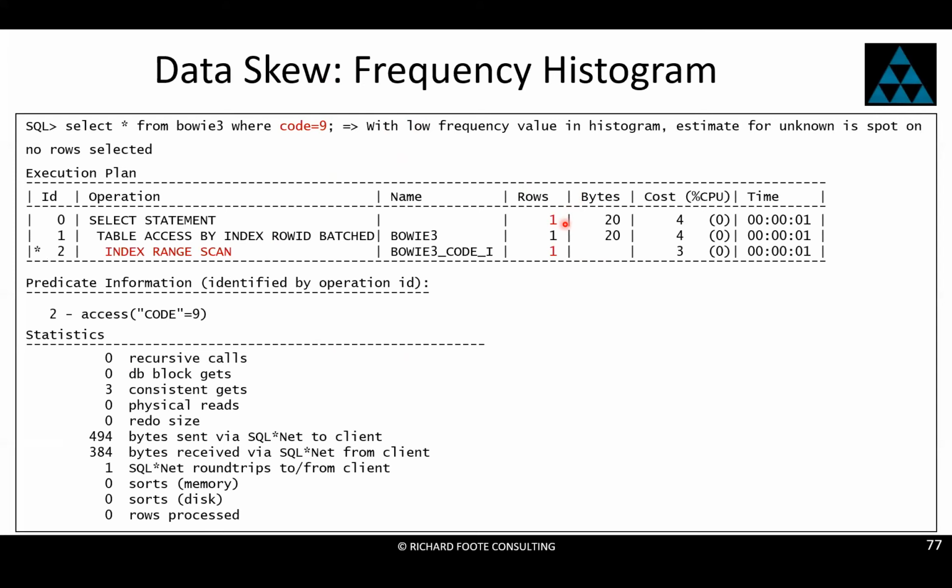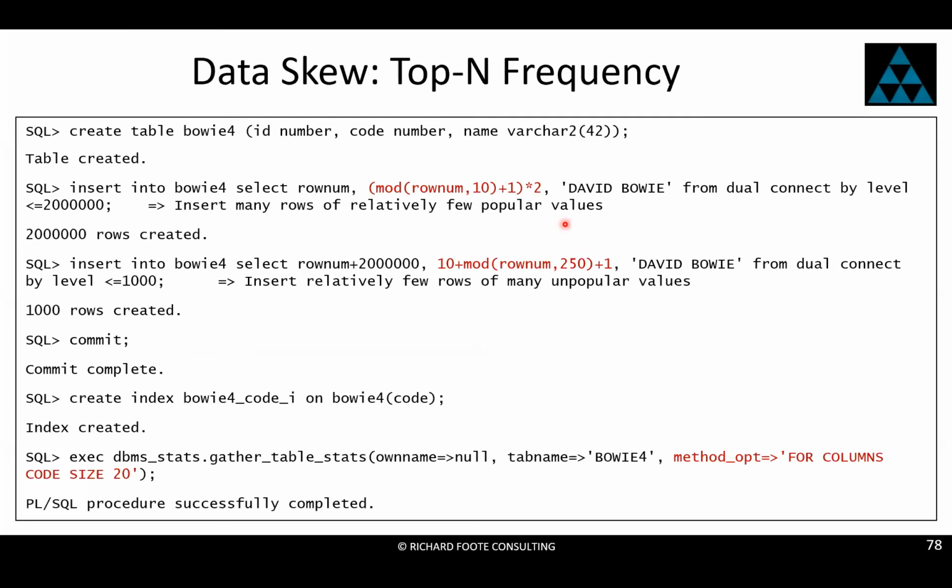So the key moral here is sometimes frequency histograms, or histograms on their own, are not enough. You need to understand sometimes the behavior around a histogram. Okay, top frequency. So what I'm doing here is I'm creating some rows.